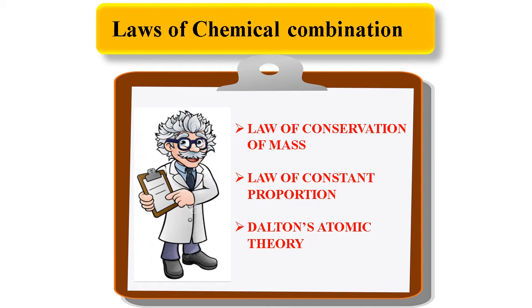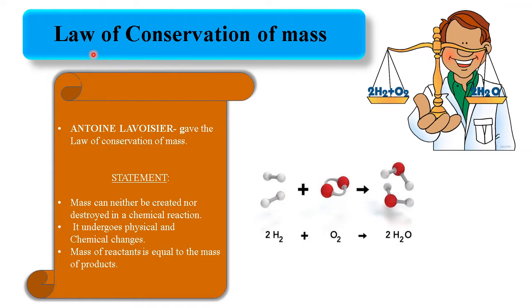Today we will be studying about laws of chemical combination. Under this topic we will discuss three laws, namely the law of conservation of mass, law of constant proportion and Dalton's atomic theory. First, let's discuss the law of conservation of mass.